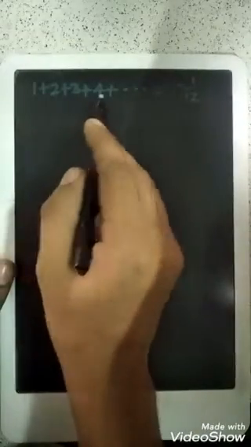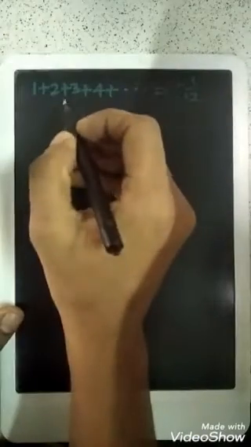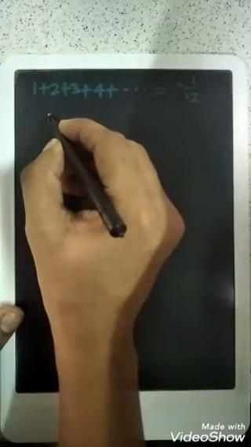So 1 plus 2 plus 3 and so on up to infinity, the sum of it ultimately will be minus 1 by 12. Before we start proving this, let's recall some ingredients. Proving something is like making a delicious recipe. What do we require to make a recipe? We need ingredients. So first we will collect all the ingredients, and I'm writing all the ingredients required for proving this.